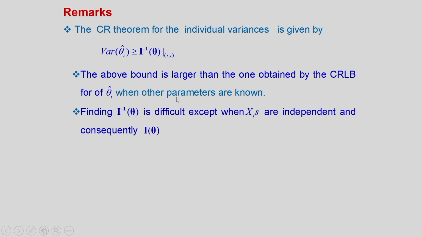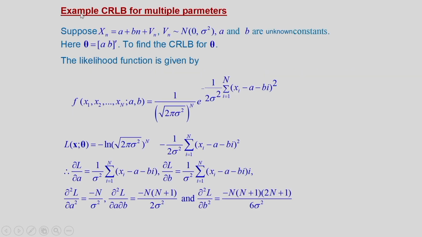We will illustrate this concept. Finding I inverse theta is difficult except when the xi's are independent. In that case, I theta is a diagonal matrix. So, finding I inverse theta is easier. We will consider an example of CRLB for multiple parameters.